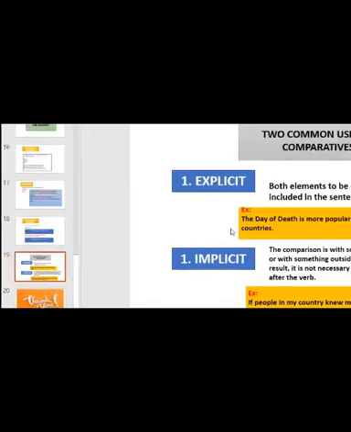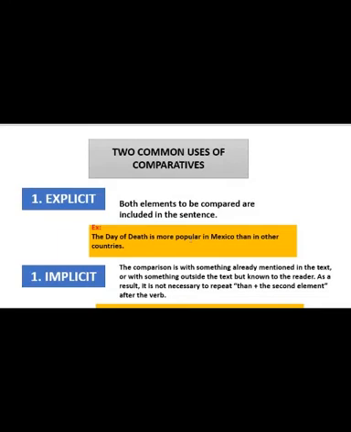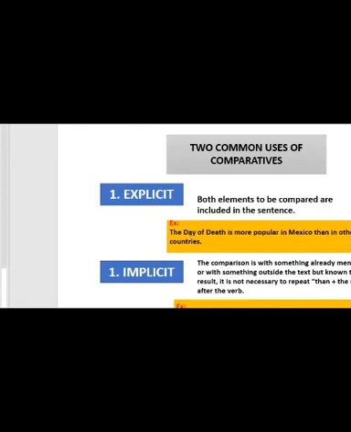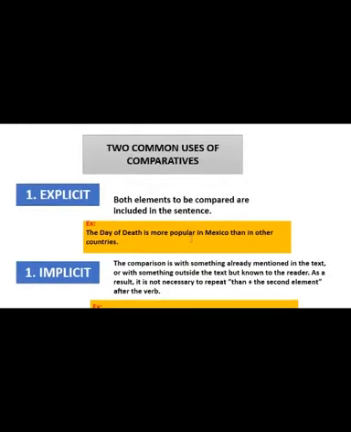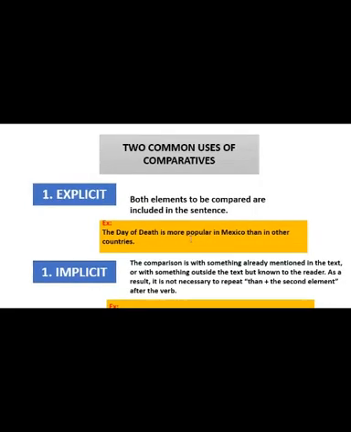And here we have two common uses of comparatives. These are explicit and implicit. Let's see the first one. Explicit refers to when both elements to be compared are included in the sentence. Let's see. The Day of the Dead is more popular in Mexico than in other countries. Here I have two elements and they are included in the sentence.